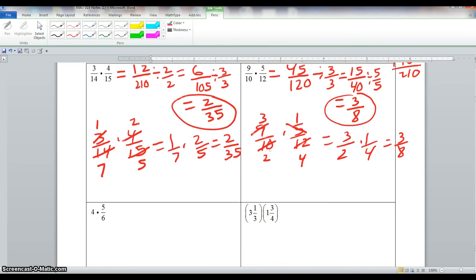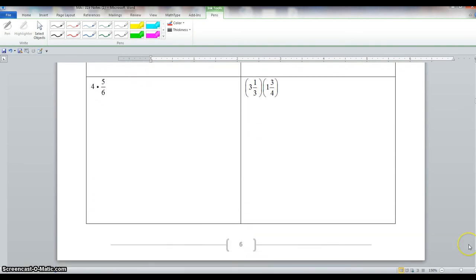Now, from here on out, we're going to use the method that I believe is the best method for each individual problem. So let's go here. We have a whole number 4 times 5/6. The first thing we should do is make this 4 a fraction by making it 4 over 1. So we have 4 over 1 times 5 over 6.